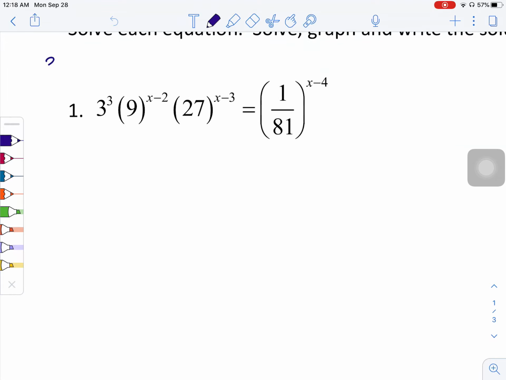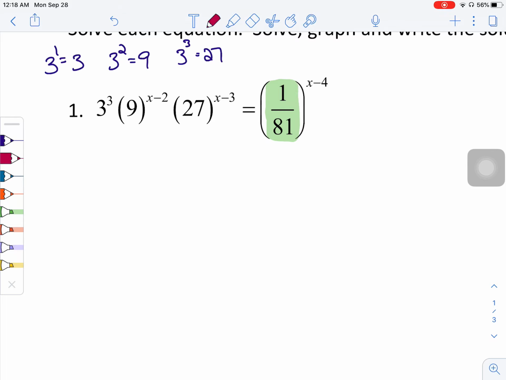So I know that 3 to the first is equal to 3. I know that 3 squared is equal to 9. I know that 3 to the third is equal to 27. Now, one of the things I want to be careful about is this fraction is 1 over 81.